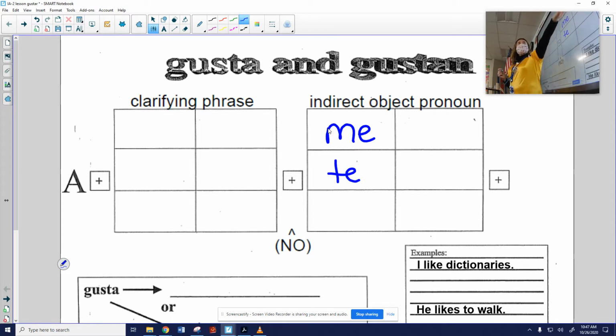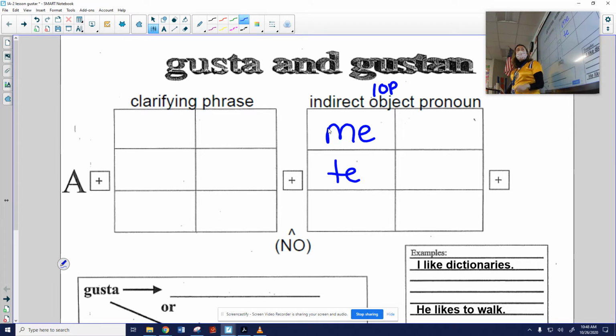There are some other little words here, and you might recognize this chart of 6 boxes from when we were doing pronouns and verbs, right? These are called indirect object pronouns. Sometimes you might see them abbreviated, IOP, indirect object pronouns. And we use these little words with the verb gustar, because literally gustar means to be pleasing. So if I say me gusta, literally that means it pleases me. If I say te gusta, I'm asking you, does it please you? Me means me, and te means you.